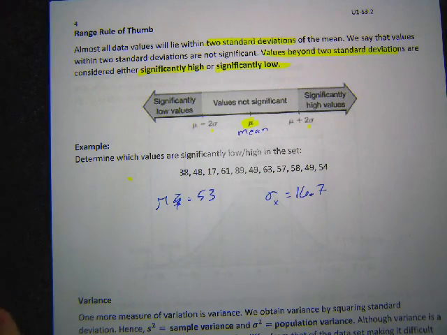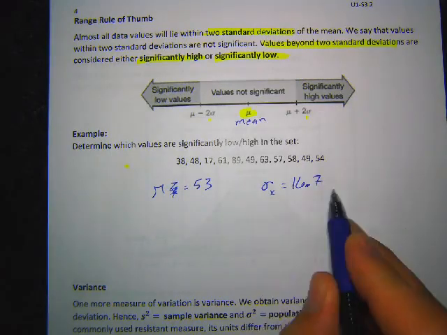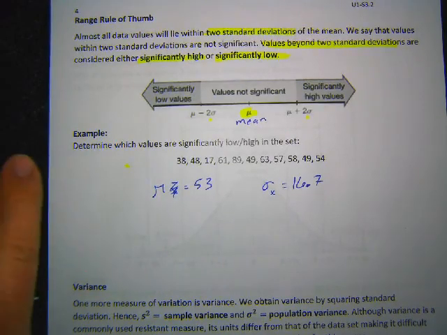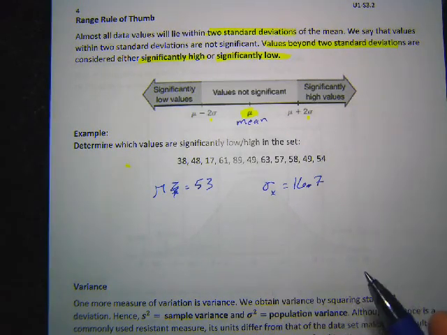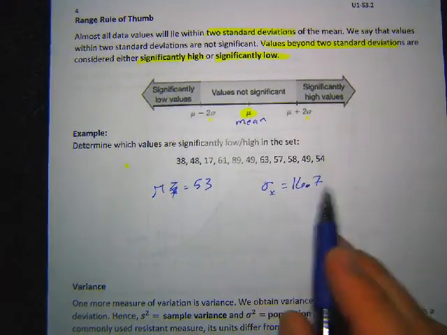I'll just double check that I got those values in right, because that feels weird. Sometimes you type a number wrong, so it's better to double check. Nope, it looks like we're okay. So 53 is our mean and 16.7 is our standard deviation. Last time I used 17, but we already used 16.7, okay.